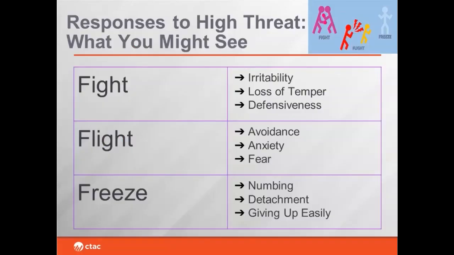This is usually what happens in our world as social workers: we see the fight, flight, freeze responses in response to high threat. This is what you may see. For example, fight may be irritability, loss of temper, defensiveness. Flight may be avoidance, anxiety, fear. And freeze may be where people numb or detach or give up easily. I typically freeze when there's high stress around.